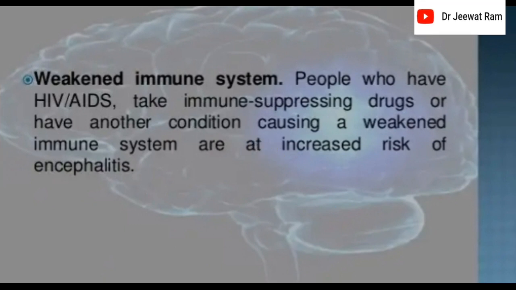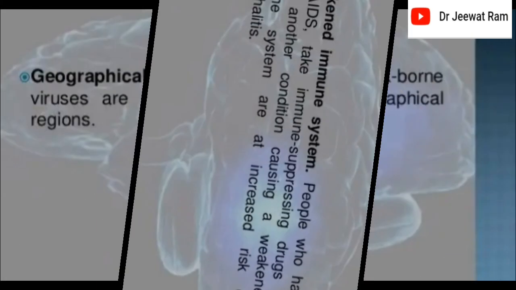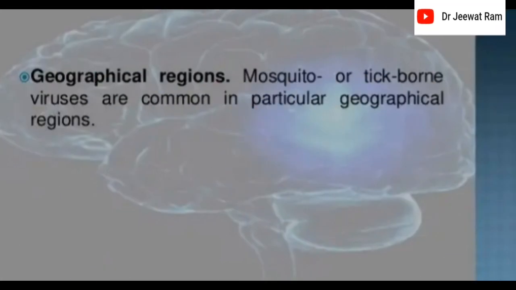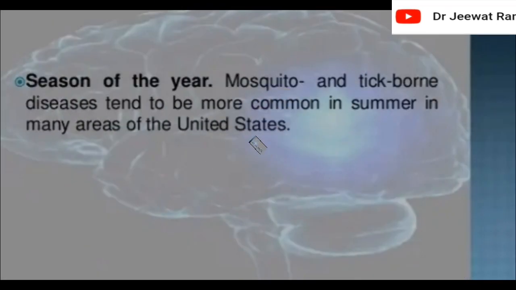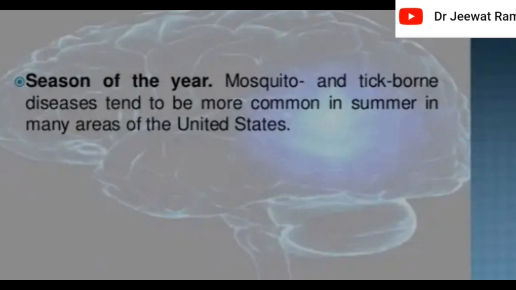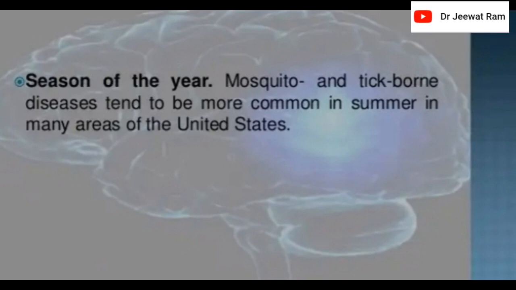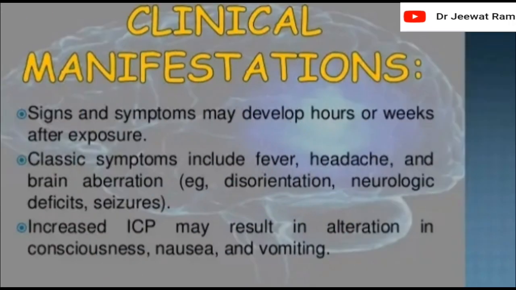Weakened immune system. People who have HIV, AIDS, take immunosuppressing drugs, or have another condition causing a weakened immune system are at increased risk of encephalitis. Geographical regions. Mosquito or tick-borne viruses are common in particular geographical regions. Season of the year. Mosquito and tick-borne diseases tend to be more common in summer in many areas of the United States. Clinical manifestations.